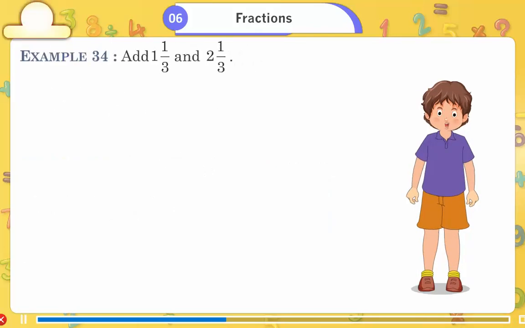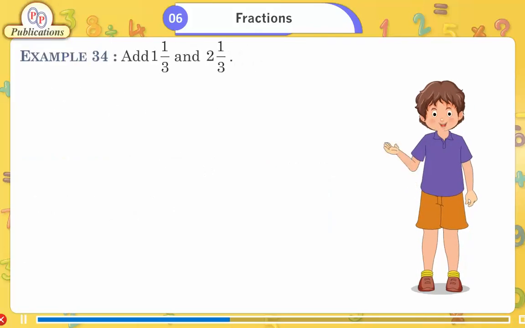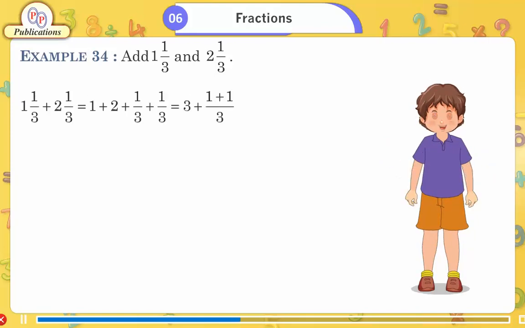Example 34. Add 1 and 1 upon 3 and 2 and 1 upon 3. 1 and 1 upon 3 plus 2 and 1 upon 3 is equal to 1 plus 2 plus 1 upon 3 plus 1 upon 3 is equal to 3 plus 2 upon 3 is equal to 3 and 2 upon 3. Answer: 3 and 2 upon 3.